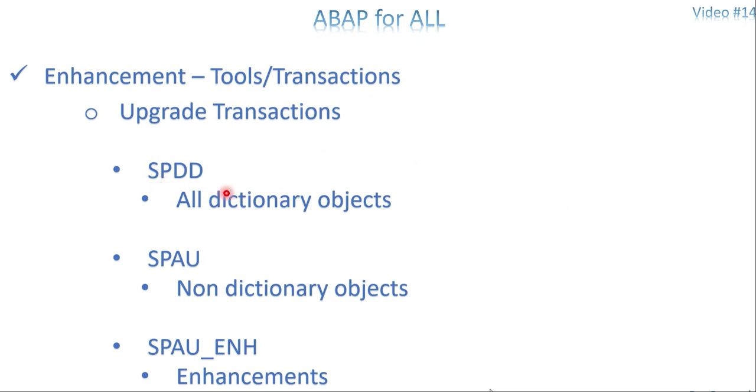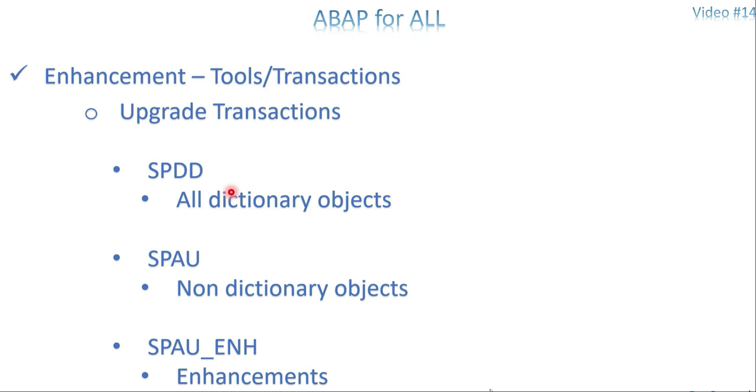If you take the first tool, SPDD, it has all the dictionary objects, could be a table, a structure or a table type. We have to do a comparison, and SPDD is the transaction for that. I'll show you in the system as well. Once you run the transaction, it lists all the objects which need to be taken care of.